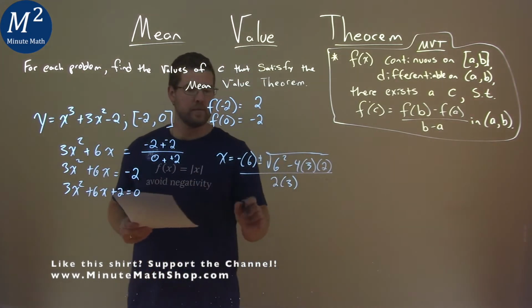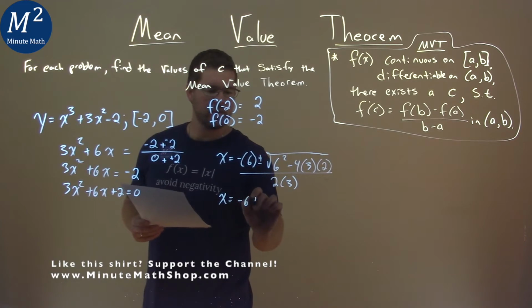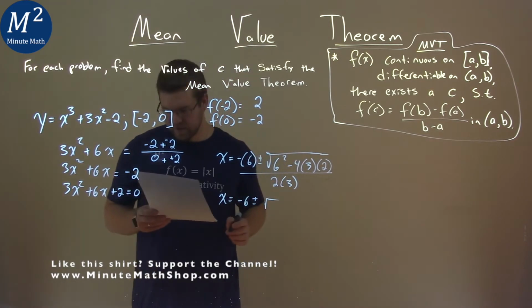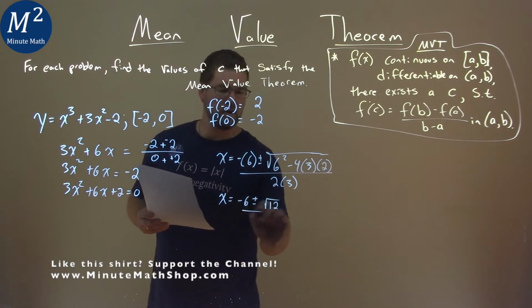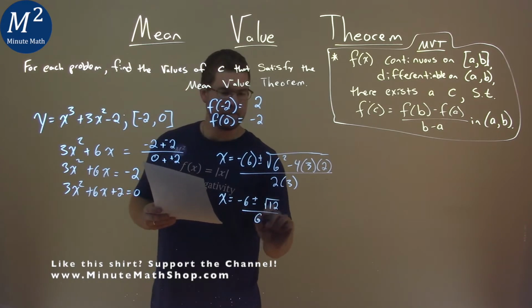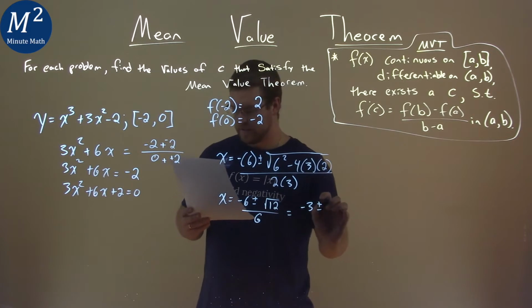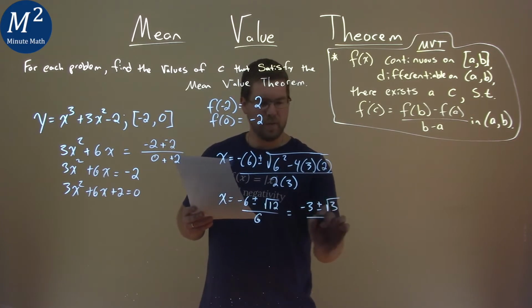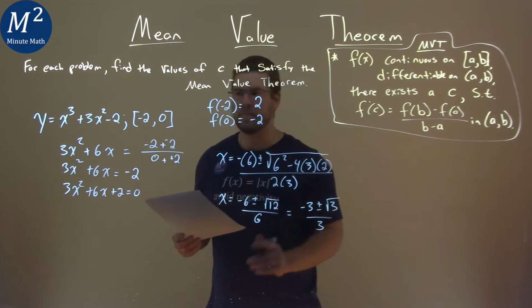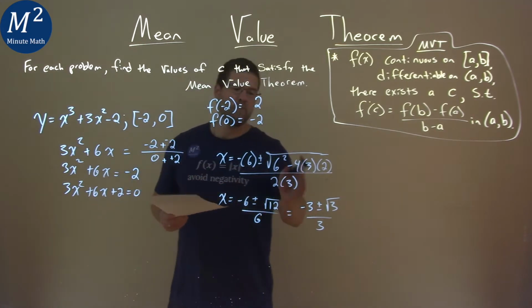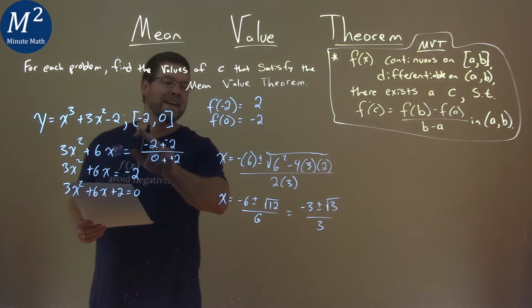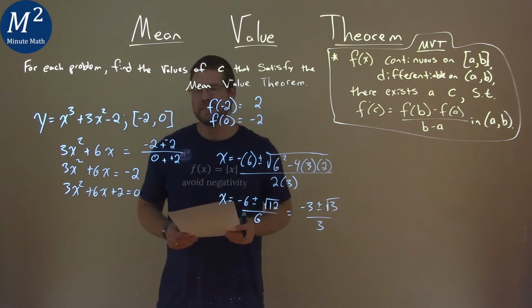Well, this simplifies here to be x equals negative 6 plus or minus the square root, and the inside comes out to be 12, all over 2 times 3, which is 6. And this simplifies to be negative 3 plus or minus the square root of 3 over 3. Now, both of these values for x are within our interval from negative 2 to 0.